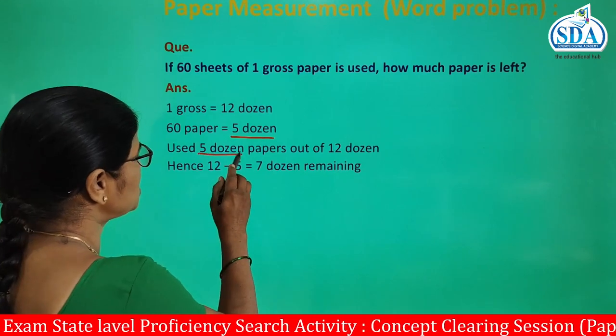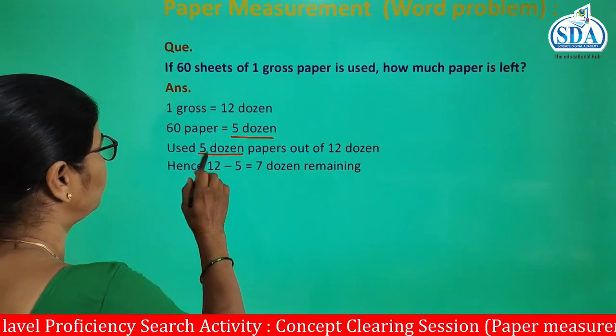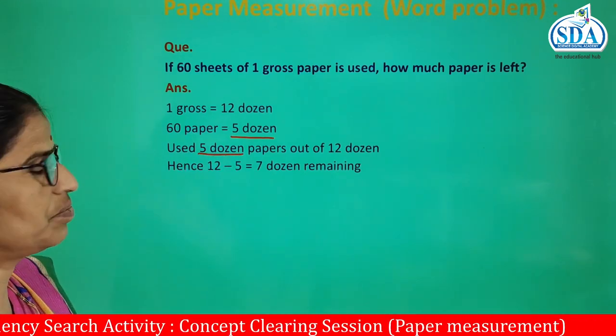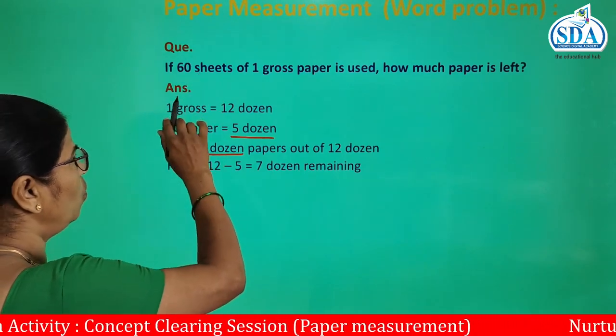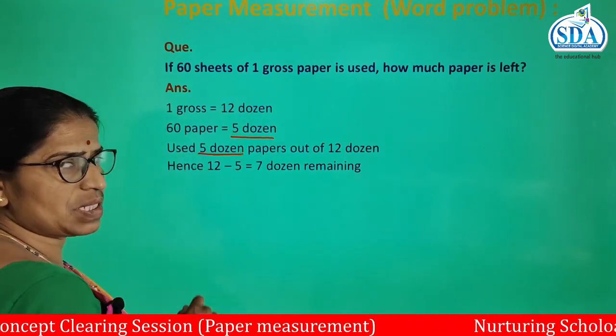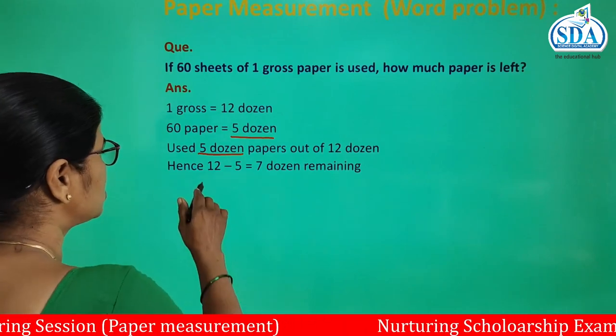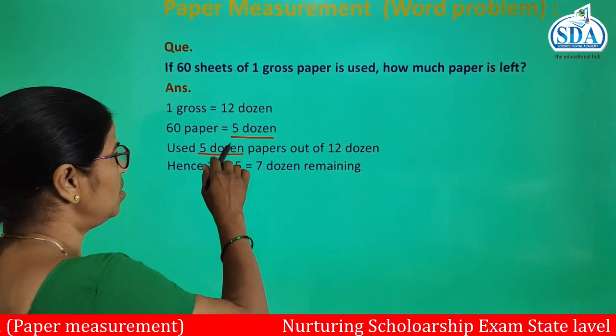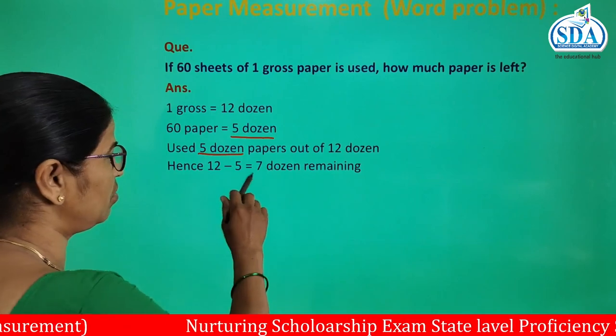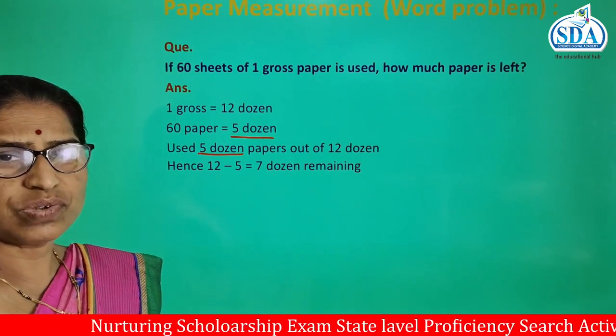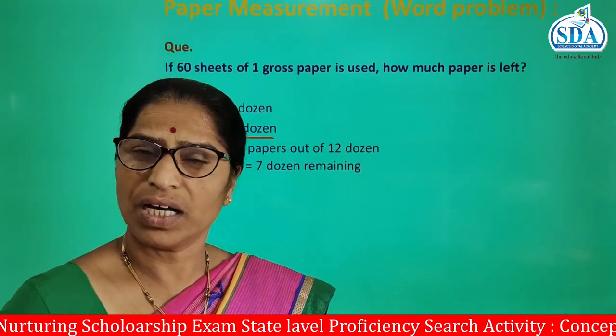So subtract this 5 dozen from 12, because we have 1 gross of paper, that means 12 dozen. And hence 12 minus 5 dozen used papers is equal to 7 dozen. So 7 dozen papers are remaining.